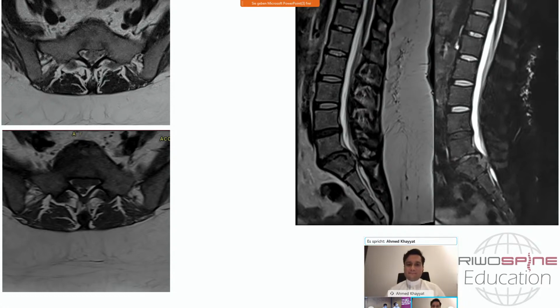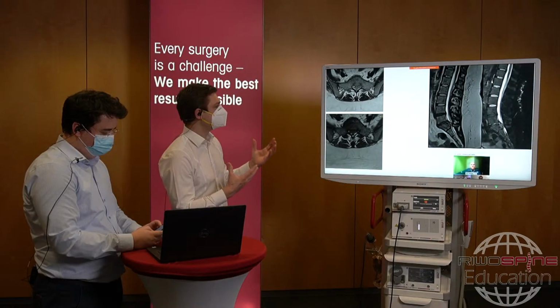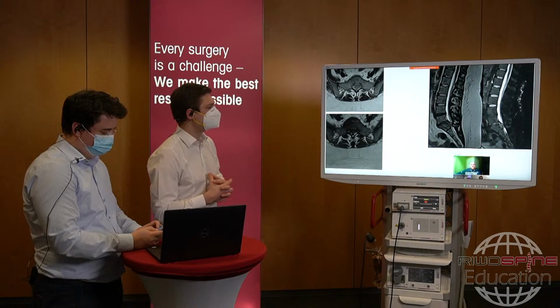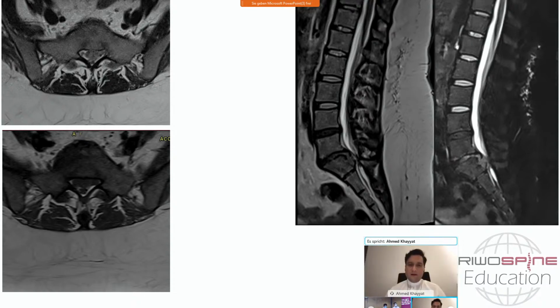No, I think, Ahmed, interlaminar is the best for this case. Any tip on how you would do this interlaminar, as a usual interlaminar, or would your incision point be a little bit different than usual? Actually, yes. The incision should be cranial as usual, and then also do decompression from the lower lamina.